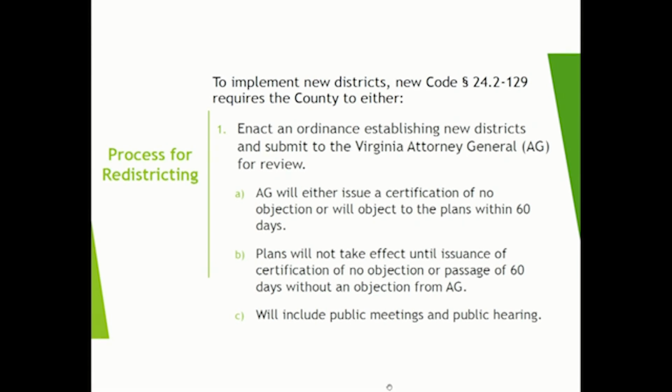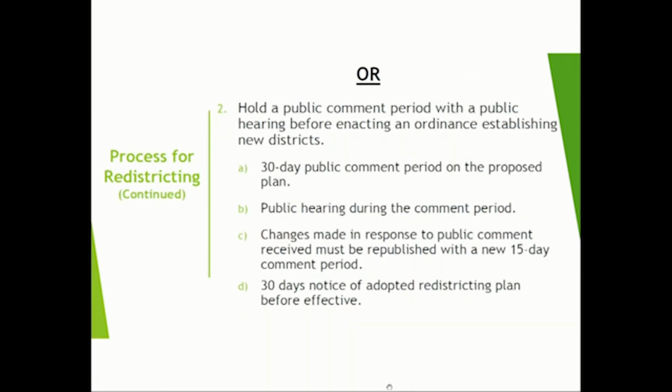Under the first type of process, that plan goes to the Attorney General, and the Attorney General has 60 days to, quote, certify the plan, or not certify it and send it back for further work. There is another process that does not involve the Attorney General, but it is a little more elaborate in how you hold a public comment period, public meetings, public hearings, and then if there's any change to the plan, you start all over again and start holding new comment periods and new public hearings.